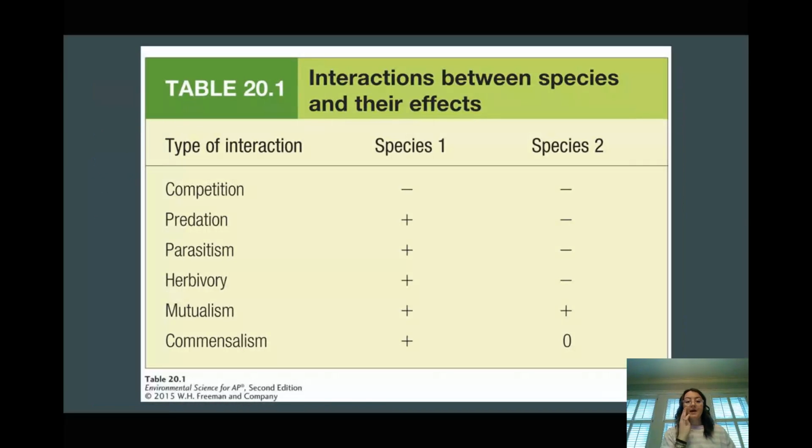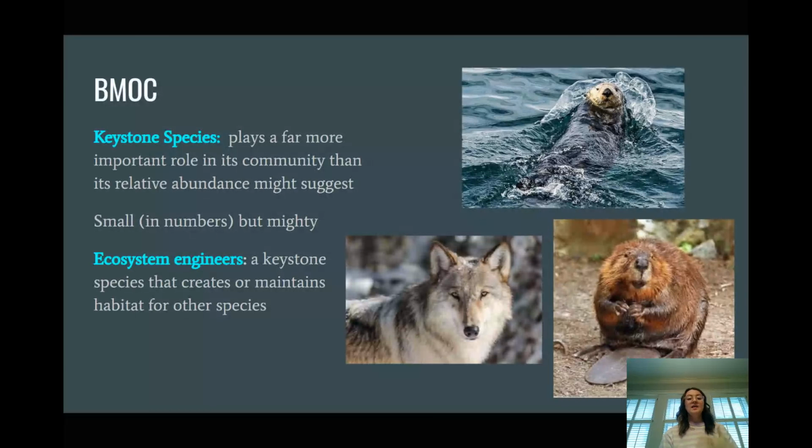So let's review this really fast. Competition, both are hurt. Predation, one benefits, one dies. Parasitism, one benefits, one is harmed. Herbivory, one benefits, one dies. Mutualism, both benefit. Commensalism, one benefits, nothing happens to the other one.